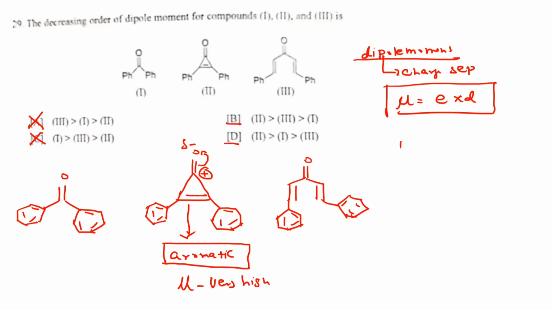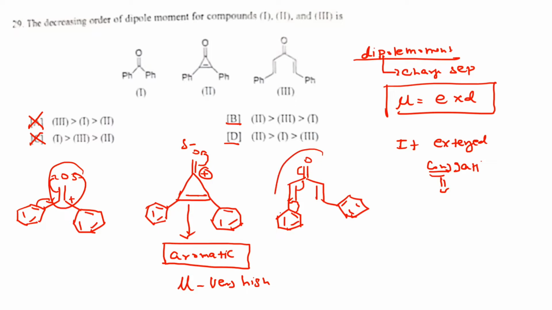Listen, please understand. Extended conjugation leads to more polarization. In this case, with a double bond, single bond, double bond, charge separation takes place, with a minus charge and a plus charge. See this, the electrons are shifted here. This is called extended conjugation. What is extended conjugation? One more bond should be a double bond.